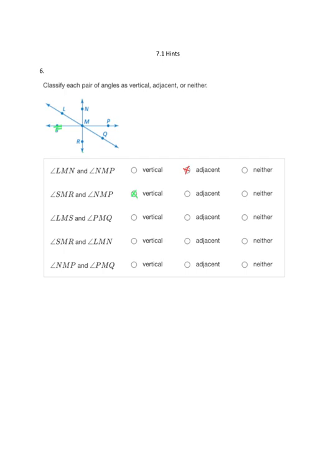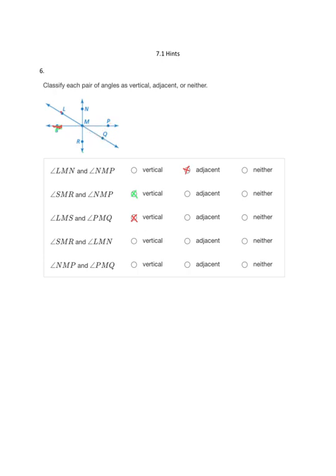Okay, LMS, that's this little one right here, and PMQ. Okay, this is also a pair of vertical angles. We can see that these angles are created by these two intersecting lines. So those are vertical angles.